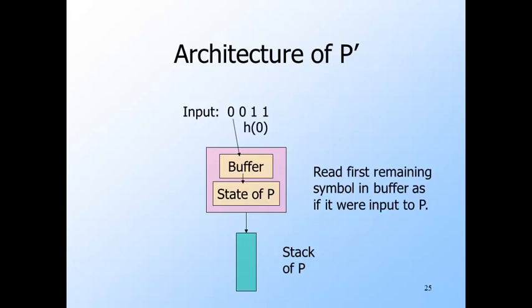Now to simulate P, P prime takes the first symbol of H of 0 and simulates P using that as the next input symbol. The simulation could take many moves, as there can be transitions on epsilon input as well as one transition on the symbol itself. However, the symbol is removed from the front of the buffer, so the next time P needs a real input symbol, it gets the second symbol of H of 0. The simulation proceeds in this manner until all symbols of H of 0 are consumed from the buffer. At that point, P prime can apply H to its next input and refill the buffer.